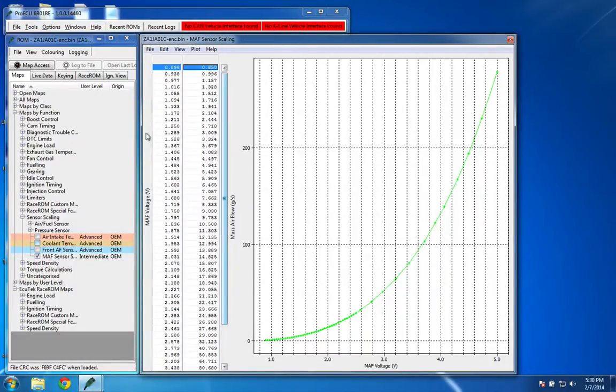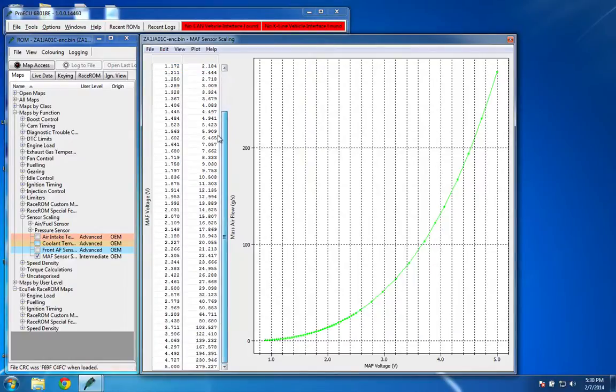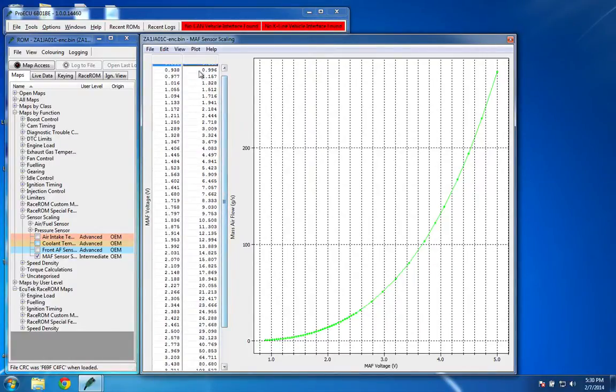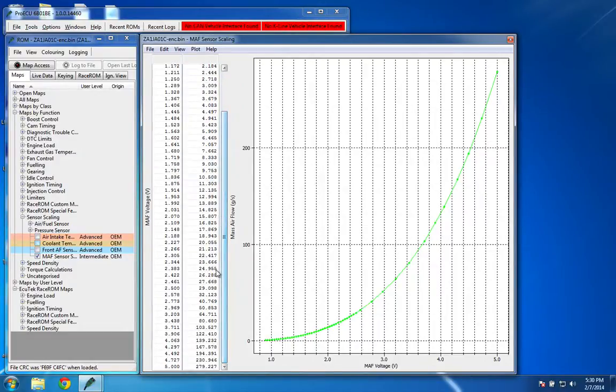If you see here, you have basically a 0 to 5 volt scale, and over here are your grams per second values. This is an estimation. So you have to go in here and tell it that at 2.227 volts, there's 20.055 grams per second of air flowing past the sensor. It's pretty simple. This is basically what the ECU uses to determine how much air it's ingesting, and then calculate proper timing and fueling and things like that.